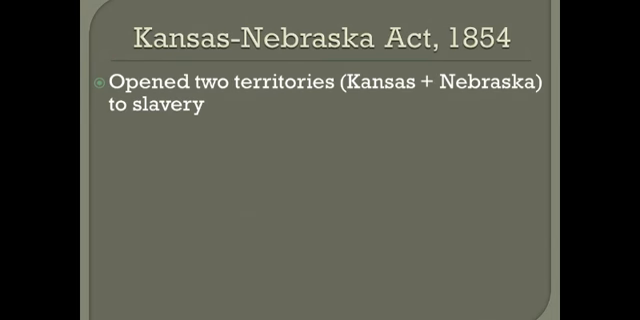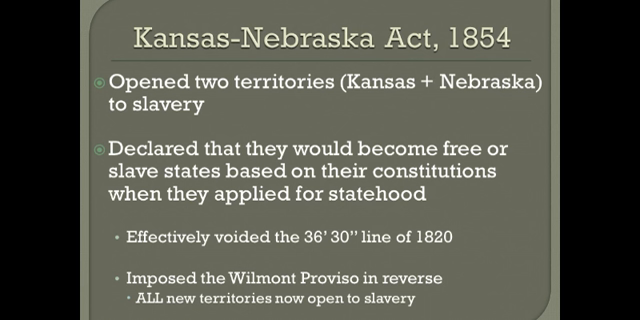Now, the Kansas-Nebraska Act. Let me tell you, folks, this is one hot mess. The Kansas-Nebraska Act was not good times, so let's break it down. It was in 1854. It opened two territories, Kansas and Nebraska, to slavery, all right? They declared they would become free or slave based on their constitutions when they applied for statehood. This voided the 36°30′ line, and it imposed the Wilmot Proviso in reverse. All new territories were now open to slavery, so as opposed to slowing it down, it could potentially speed slavery up.